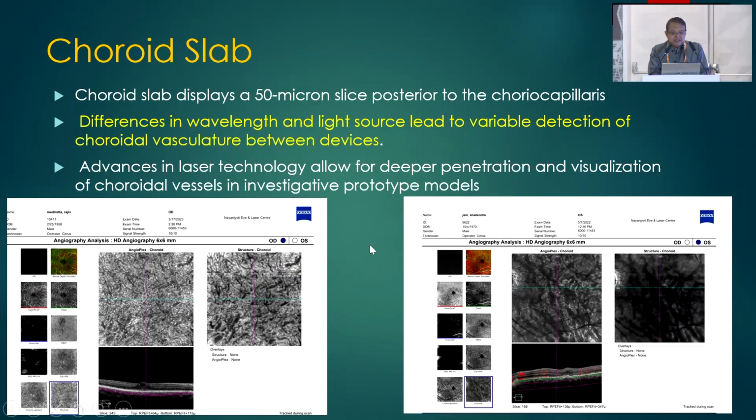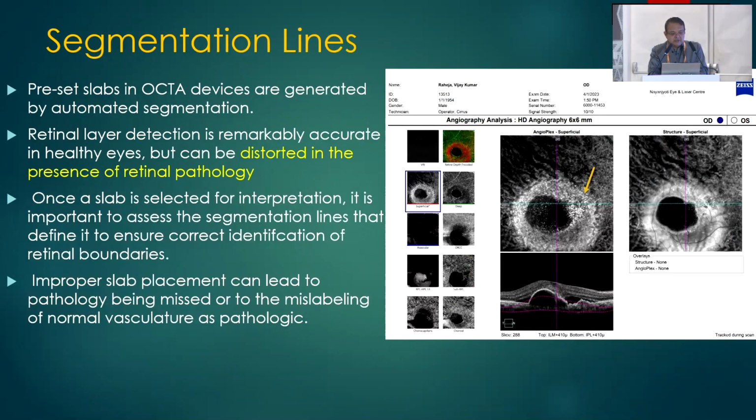The choroidal slab displays a slab which is 50 micron slice posterior to the choriocapillaries. Differences in wavelength and light source lead to variable detection of choroidal vasculature. And if you use a wide scan, you can see whether the vessels are pachyvessels or normal vessels, and any pathology in the choroid can be detected by this.